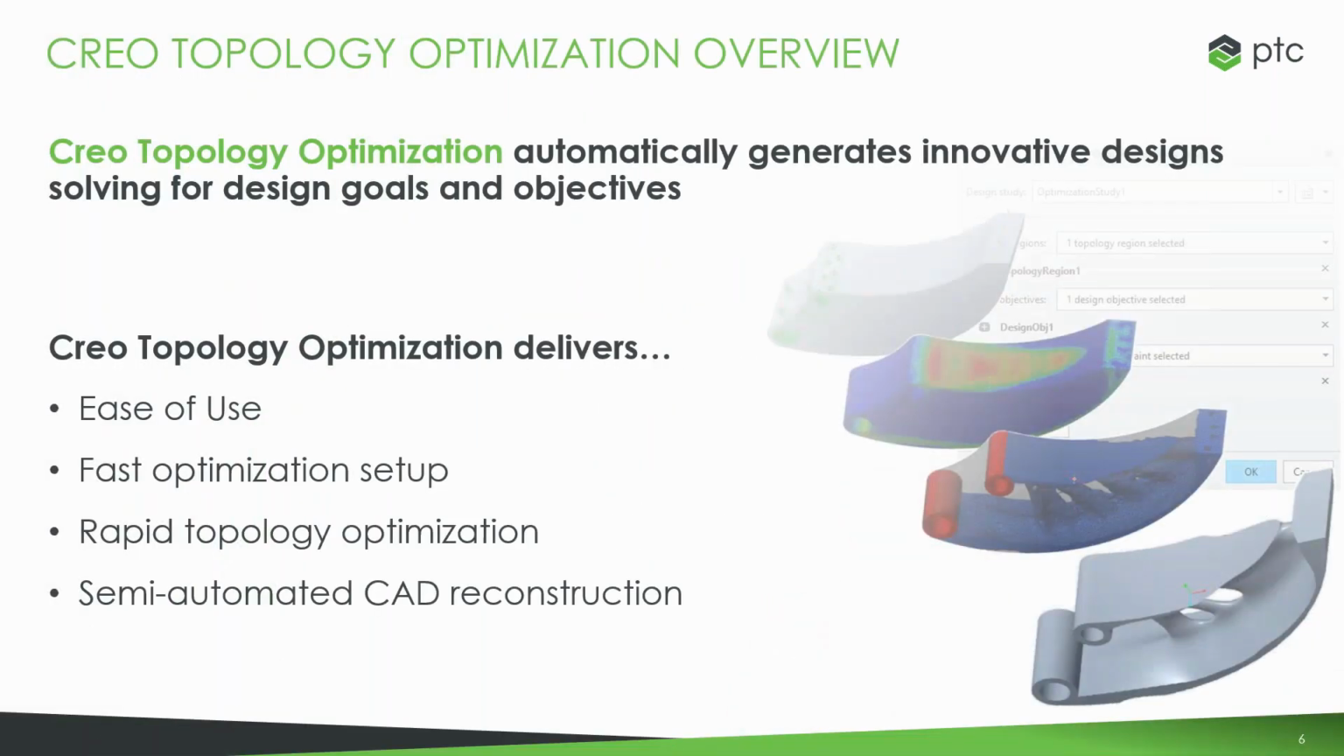Some of the capabilities here, really what we're trying to go for is a simple, easy to use tool right inside of Creo, making it very fast to set up and solving fast. And then the key thing at the end there, that very last bullet, is semi-automated CAD reconstruction. Usually all these tools have something in common, is that you get a faceted STL model at the end of it. Well, that's great, but you really then have to convert that facet data into geometry. Well, Creo actually does it for you automatically. Okay, and I'll show that to you today.